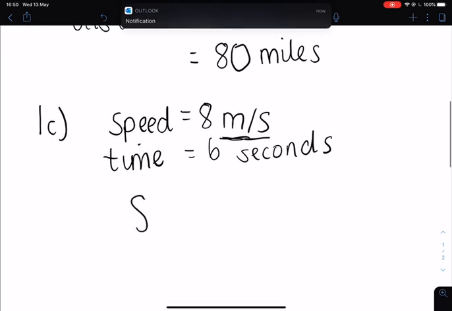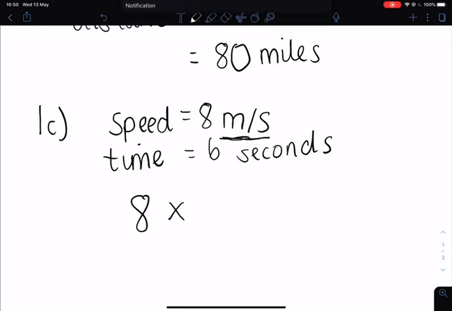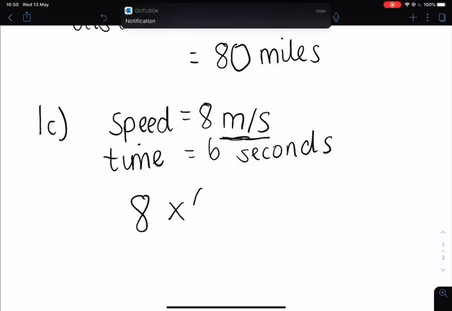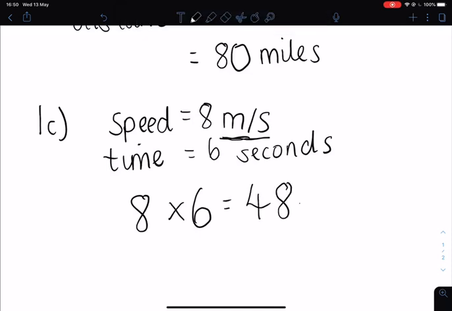My speed is 8 meters per second, sorry. My time is 6 seconds. 8 multiplied by 6 is 48. So we know that my person has travelled 48 meters in 6 seconds. And that would be your final answer. Make sure to include your units. So is it meters per second? Is it seconds? Is it miles?